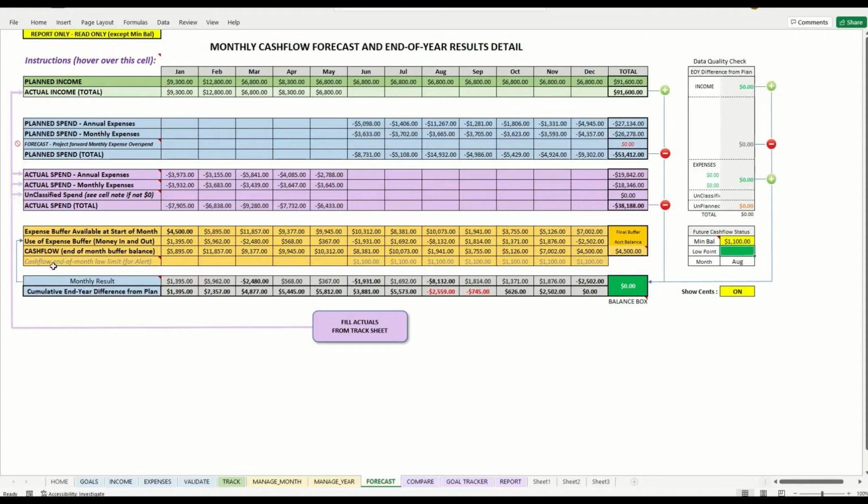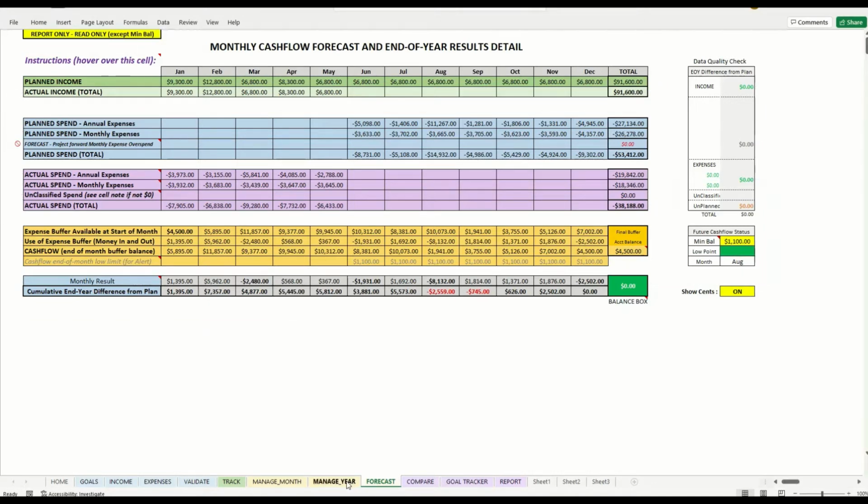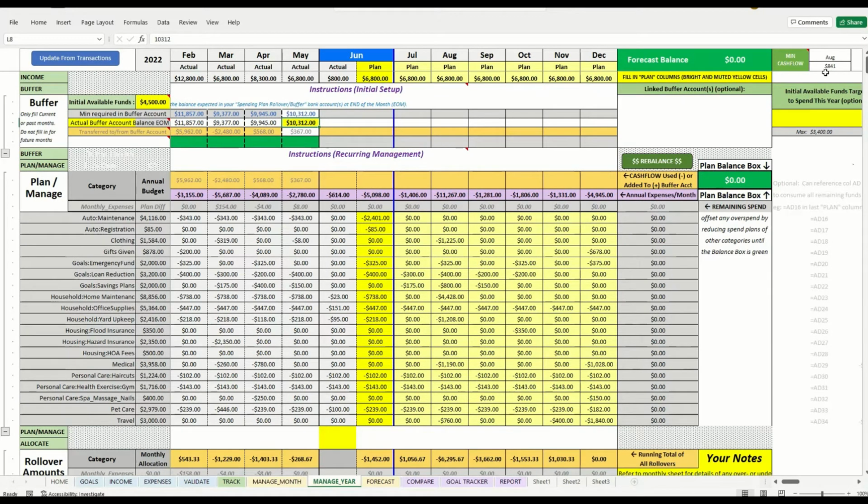Now look what happened to my cash flow end of month limit: $1,100. So it's saying it's not good enough to have zero at the end of the month. You have to have at least this amount of money. If it's ever going to drop below that in the future, you will get an alert. Now you'll see that my lowest point in August is still above 1,100. So if I look at my manage year or my cash flow, my minimum cash flow now shows $841 in August.